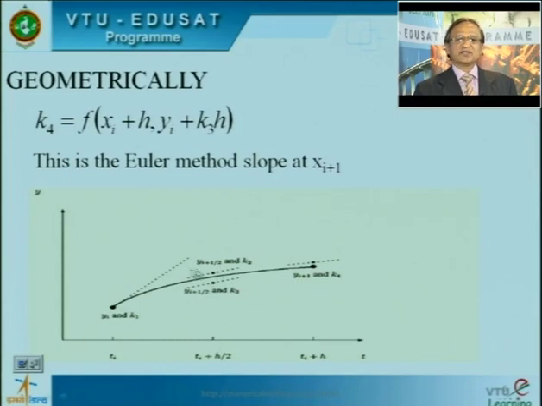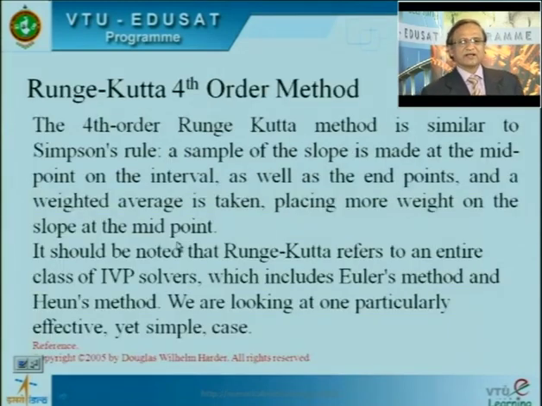How many slopes are there? Totally 1, 2, 3, 4. Now, I want to take the average of these slopes. So, what we have written in the previous slides, yi plus 1 is equal to, right. So, that is the average of all the 4 slopes, or sometimes we can say that weighted averages of K1, K2, K3, K4, that represents the final value.